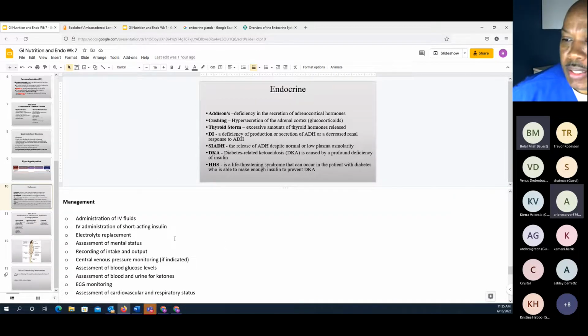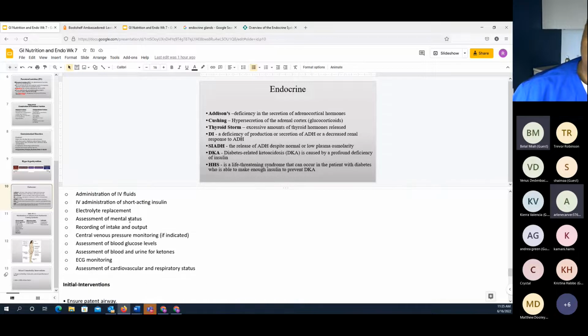Look at the management here. I'll let you guys go ahead and take a look at this. Very easy to follow. I mean, you have to give IV fluids. You have to give short-acting insulin. Please don't ever let me see somebody choose NPH or some intermediate or long-acting insulin. You need short-acting. You need to get this glucose moving inside these cells quickly. All right.